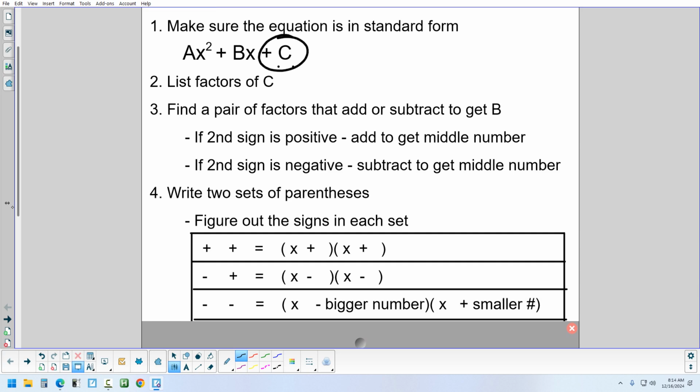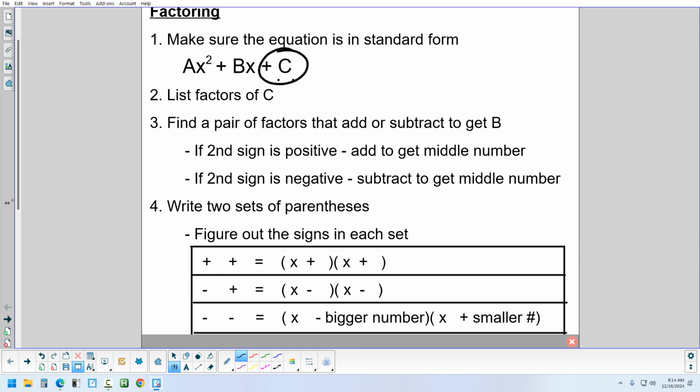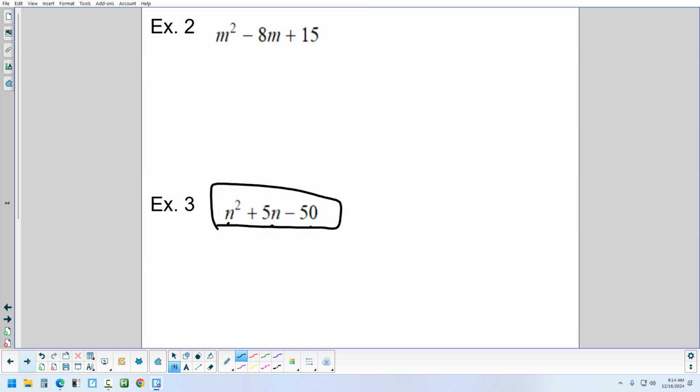Once you know the numbers that multiply to give you something, they have to add or subtract to give you the one in the middle. Okay, so that's the part that can be a little tricky. They have to multiply to give you this one, and then they have to add or subtract to give you that one.